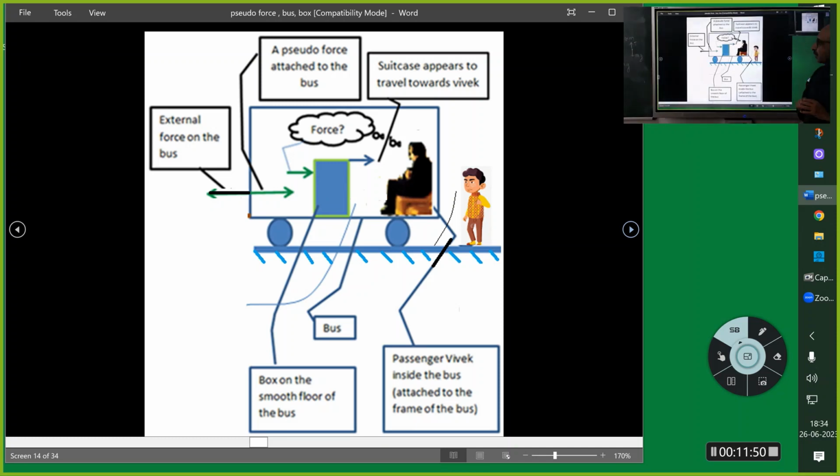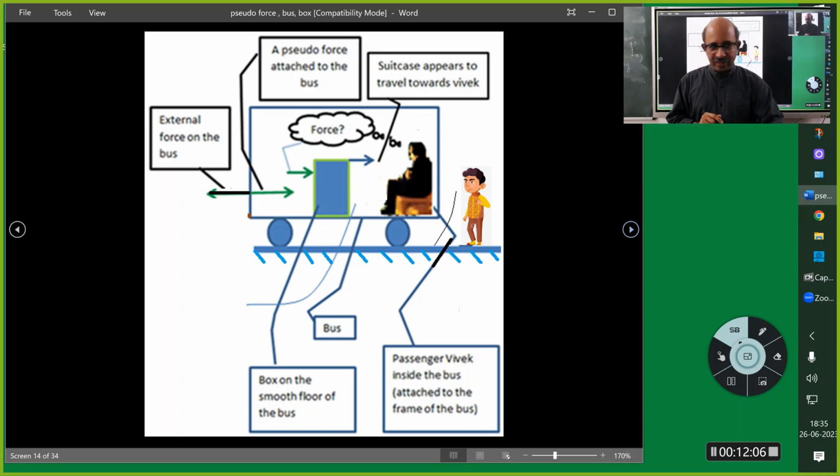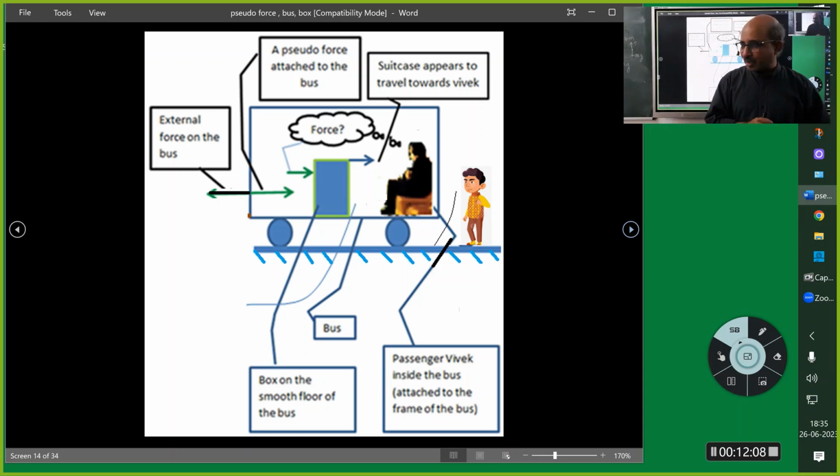So, you see here now. Vivek is wondering there is a force acting. Right? Now, whatever Vivek is wondering, if it has to be true... Vivek is thinking he is at rest. And therefore, he is imagining the force is coming. There is force acting on the suitcase.